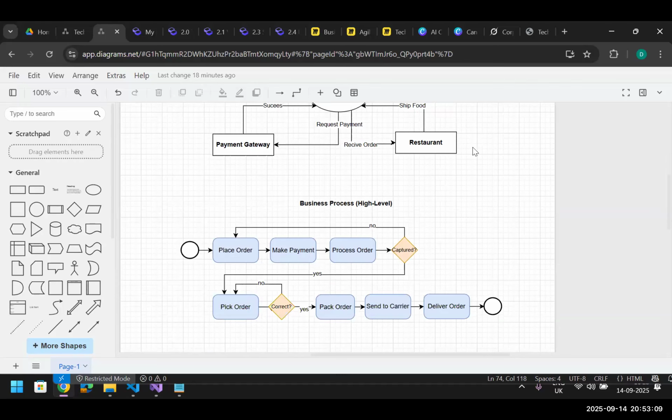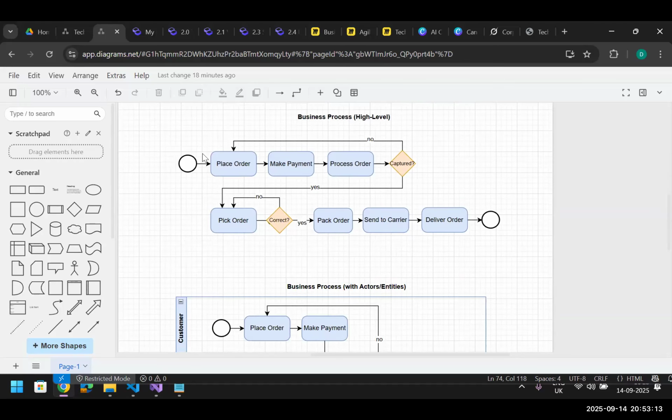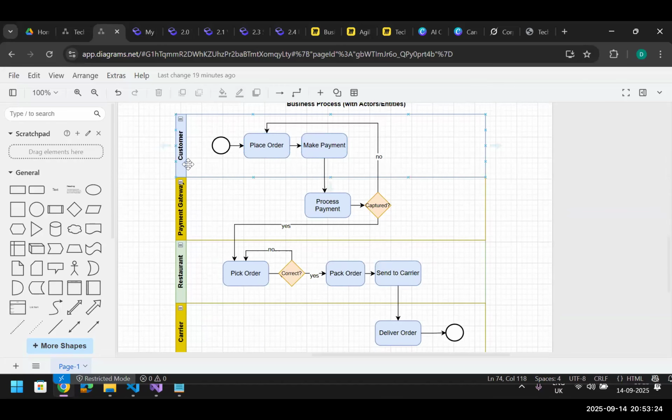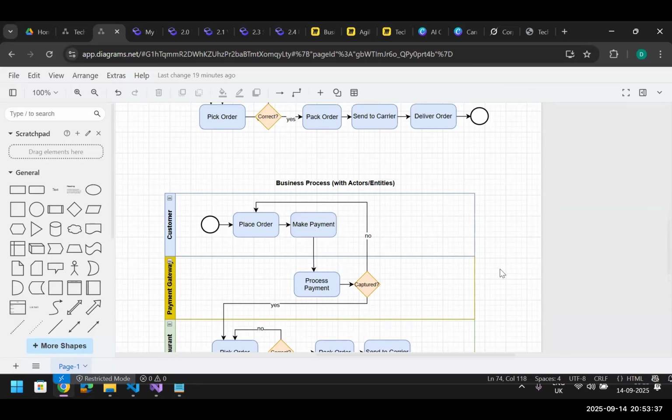I made this end-to-end scenario as a business process. But if you observe, there is no role or user here. I'm going into the third level. In the third level I have clarity now: the customer, payment gateway, carrier and restaurant. Maybe one more new entity or actor is going to come also. We don't know, right? So now, how does this help?